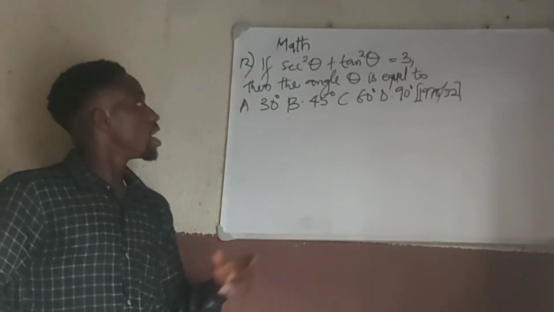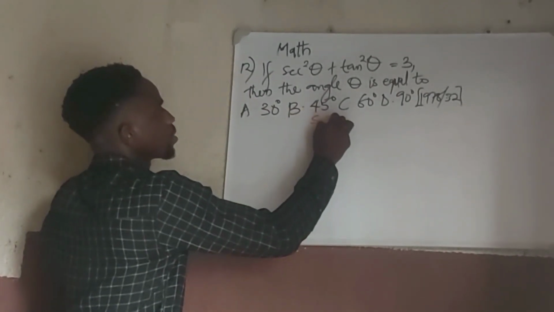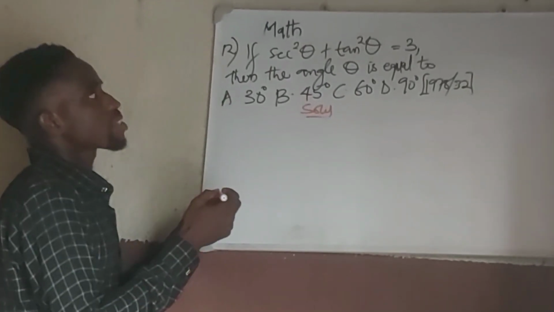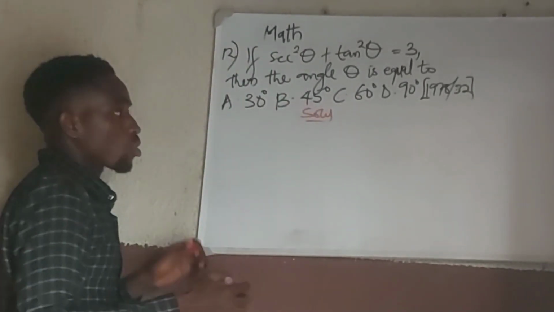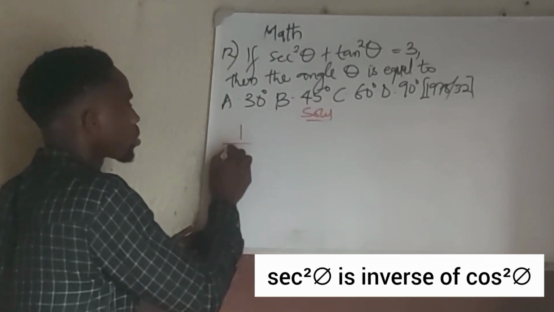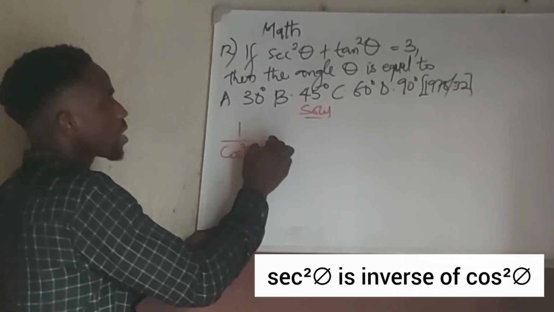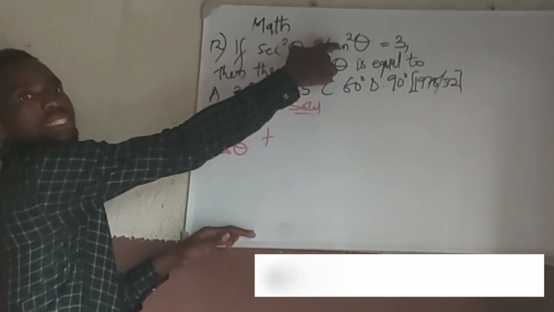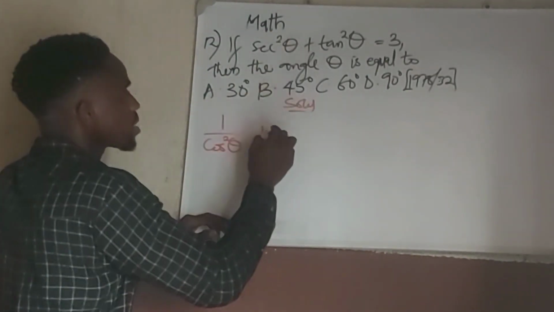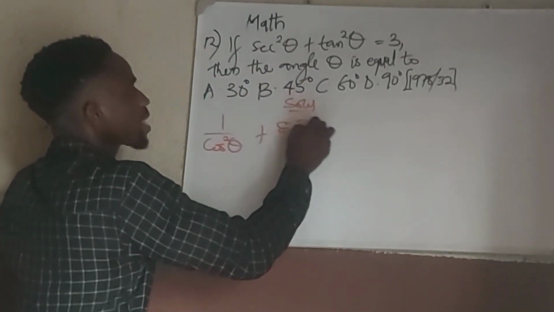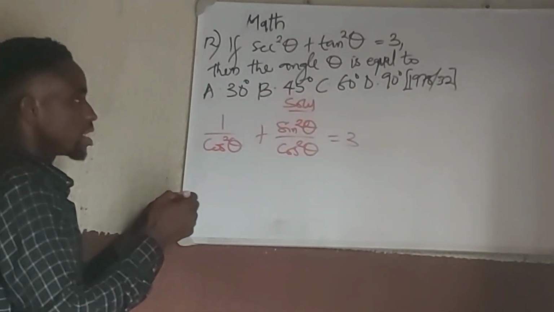So here is question number 12. We have sec squared theta plus tan squared theta. Remember that sec squared theta is the inverse of cos squared theta, so we write this as 1 upon cos squared theta, representing sec squared theta, plus... Remember that tan theta is sine theta over cos theta, so this is sine squared theta upon cos squared theta. All this will equal 3.